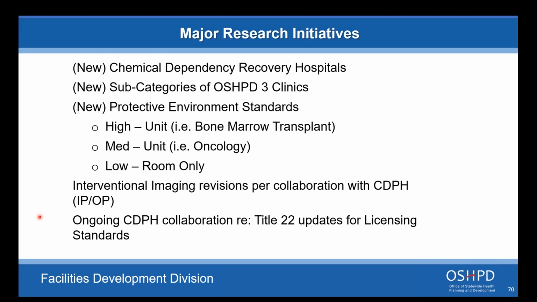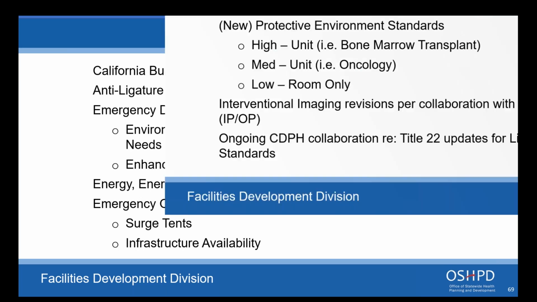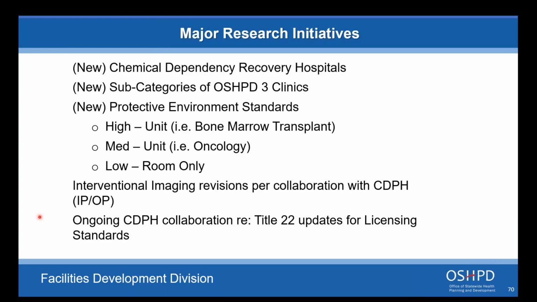We're looking at protective environment standards, high, medium, and low. This is primarily for interventional or bone marrow transplants, things like that, with different levels of protection. So we're not requiring surgical environments where they don't need to be. That's ongoing with CDPH. A lot of these initiatives are currently on hold due to the pandemic, but they will be addressed probably in the 2022 code.